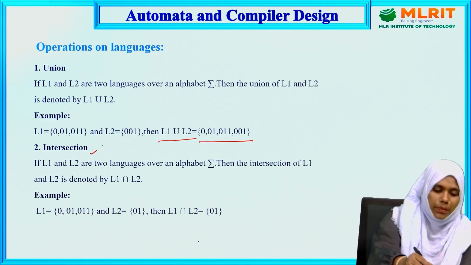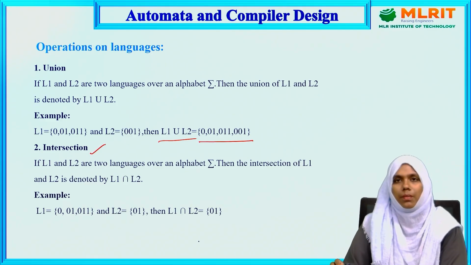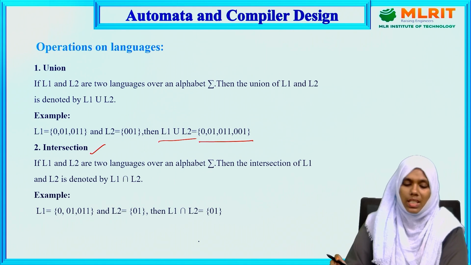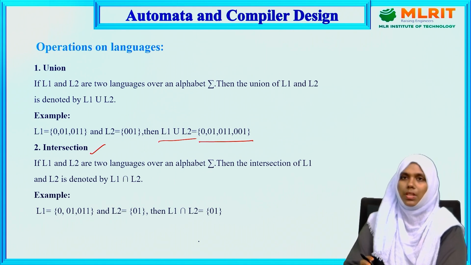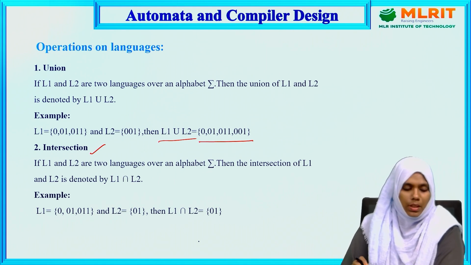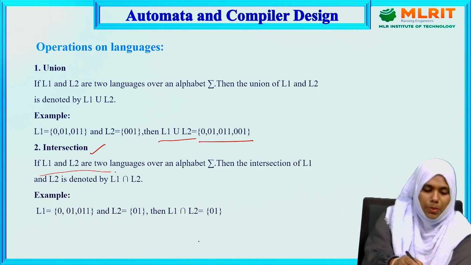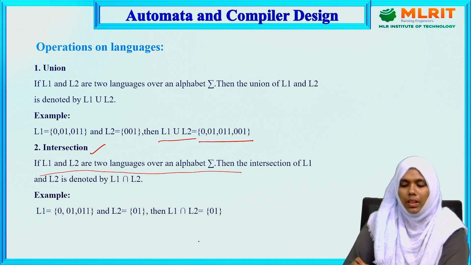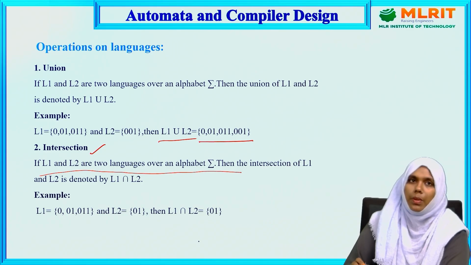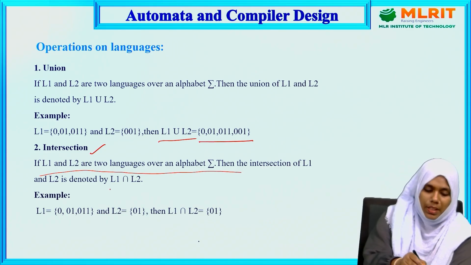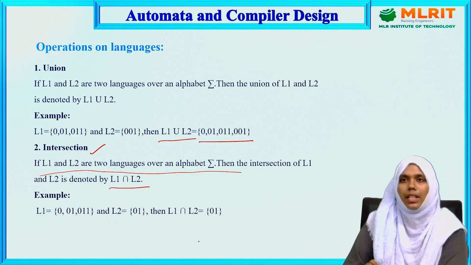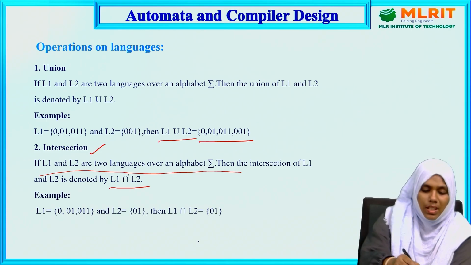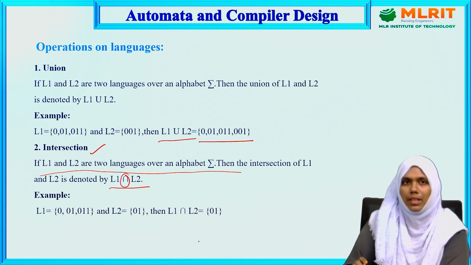Now the second one, intersection. That means whatever similar values are there in the two sets, you have to write those. So if L1 and L2 are two languages over the alphabet sigma, then the intersection of L1 and L2 is denoted as L1 intersection L2. This is the symbol to denote the intersection.